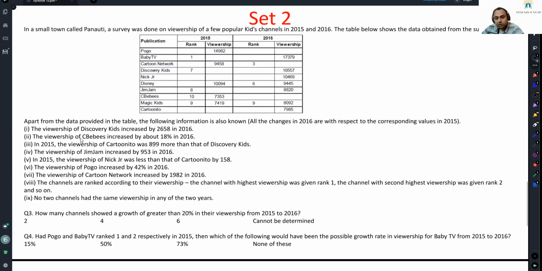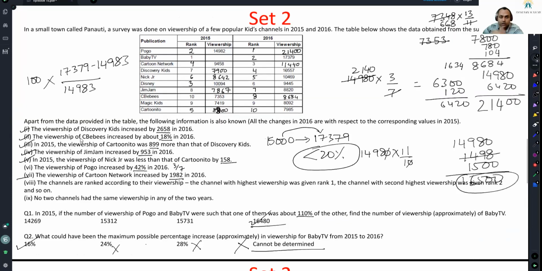How many channels showed a growth of greater than 20% of their viewership from 2015 to 2016? Okay. Pogo showed a growth of 42%, so Pogo should be counted. Baby TV, we just calculated the highest possible increase is 16%, so Baby TV should not be counted. Did Cartoon Network show a good enough increase? Yes, it did. Cartoon Network started off at 9458, and from the data present, the change is 1982. 5 times 1982 is more than 9500. This is more than 20%, so Cartoon Network should be counted.